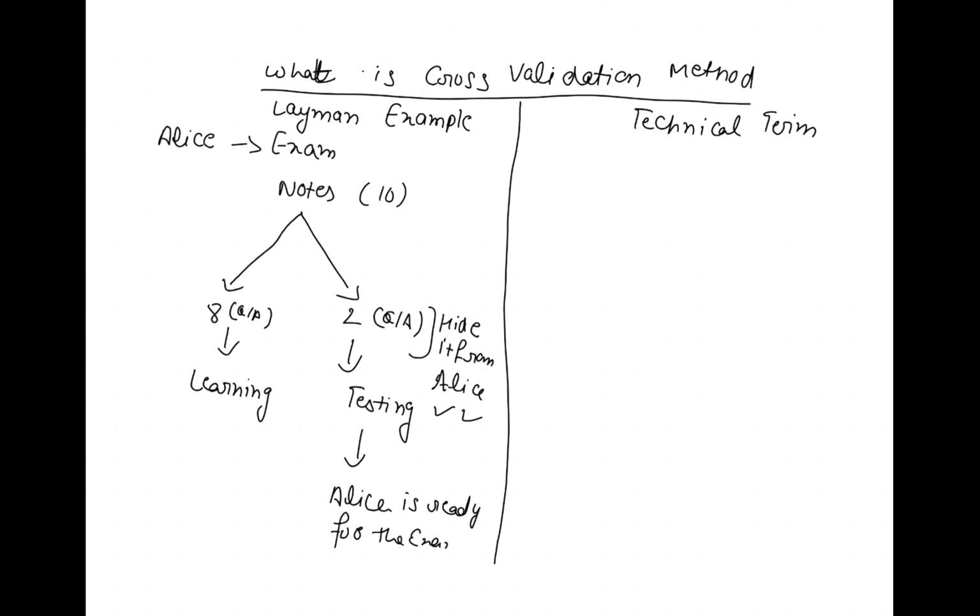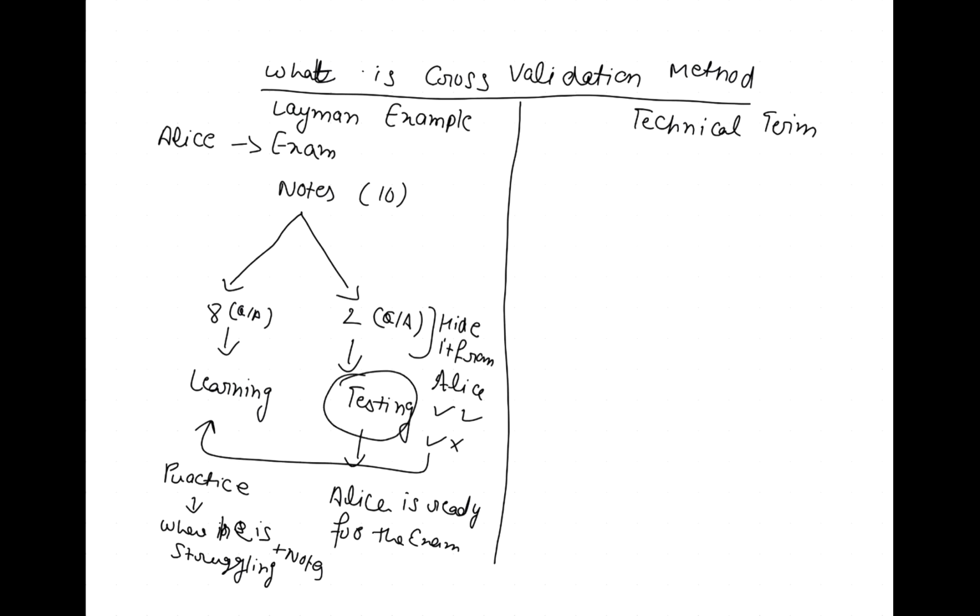And if he is not able to answer all the questions, then I will say practice more. I will ask him where he is struggling, or either I will add more notes. This is what I will do. So this portion is known as cross validation.